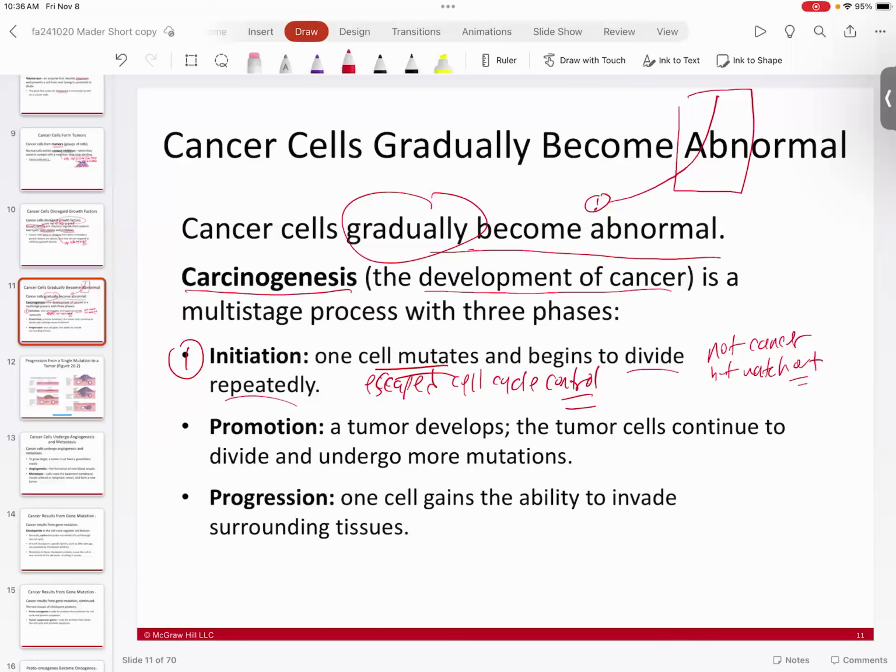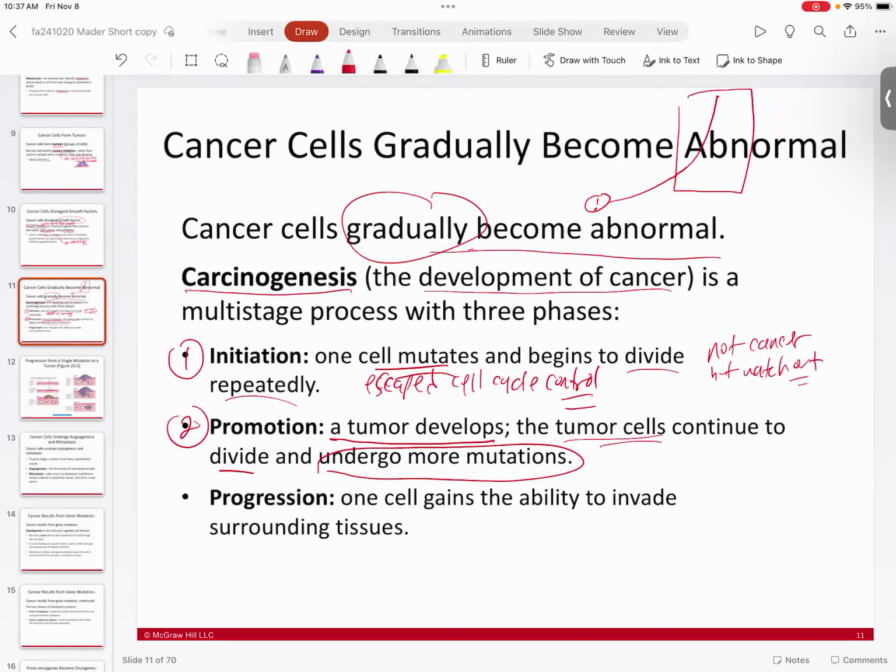This particular phase may linger for some time, and it depends. The next major leap in the development of the cancer is tumor development. That's promotion. And so here you start to get abnormal cell growth. Those cells start to lose contact inhibition. They start to pile up. They start to create tumor cells, which continue to divide, and they tend to accumulate more mutations.